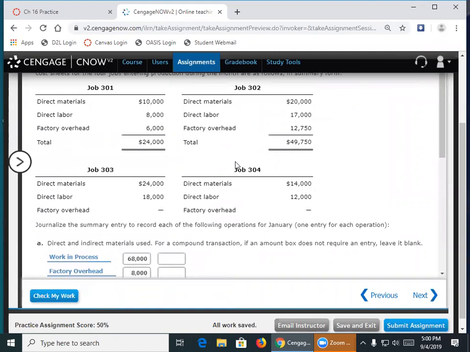And all we need to do is just add up the total job costs. So it was 301 and 302. So 24,000 plus the 49,750. Very good. 73,750. And now there's 301 and 302, and that gets debited to finished goods.